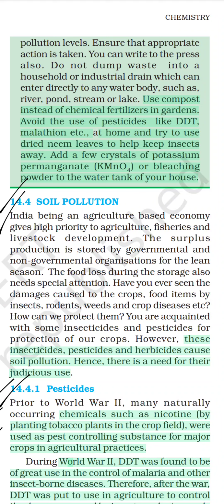Add a few crystals of potassium permanganate KMnO4 or bleaching powder to the water tank of your house.